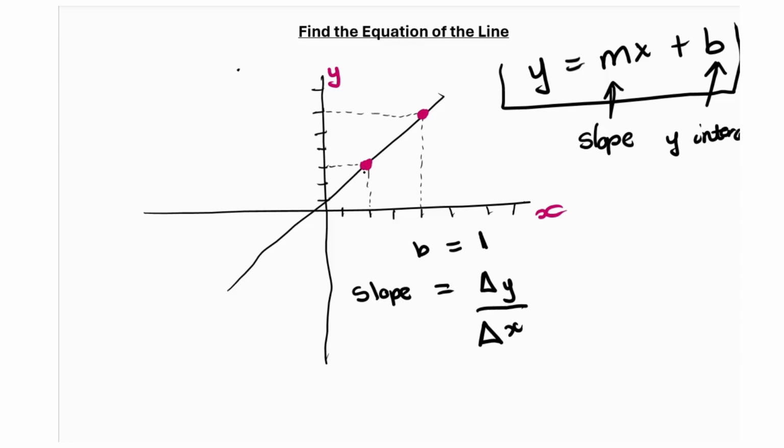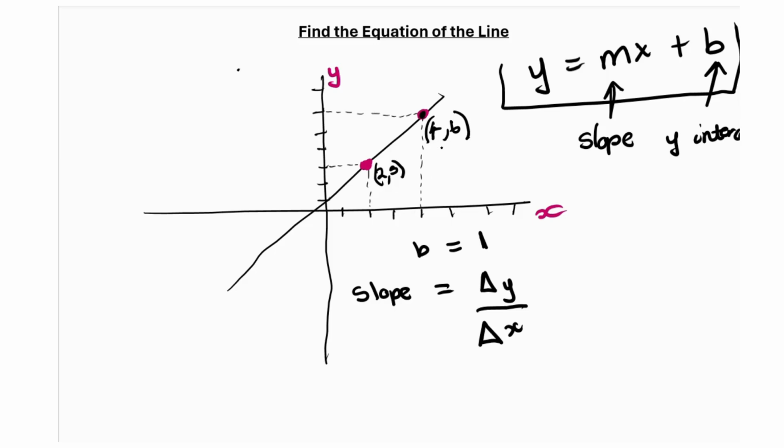So let's first find the coordinates of these 2 points. The x coordinate here is 2, and the y coordinate is 3, right here. And then for the other point here, the x coordinate is 4, and the y coordinate is 6.